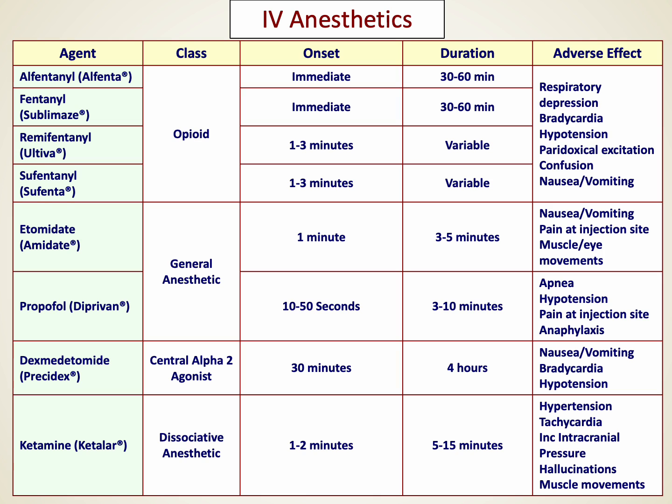Some of the other agents you'll see listed here: etomidate, we sometimes see etomidate used. The reason I don't see etomidate used as often as some of the other agents is it probably has a little more nausea and vomiting associated with it compared to some of the other IV anesthetics. Propofol, though, is used pretty frequently. Propofol has the advantage of a really quick onset, 10 to 50 seconds, and a short duration, 3 to 10 minutes. It can be associated sometimes with apnea, but any of these agents can, the opioids can as well, particularly with rapid administration. We'll talk about propofol in a minute in a little more detail.